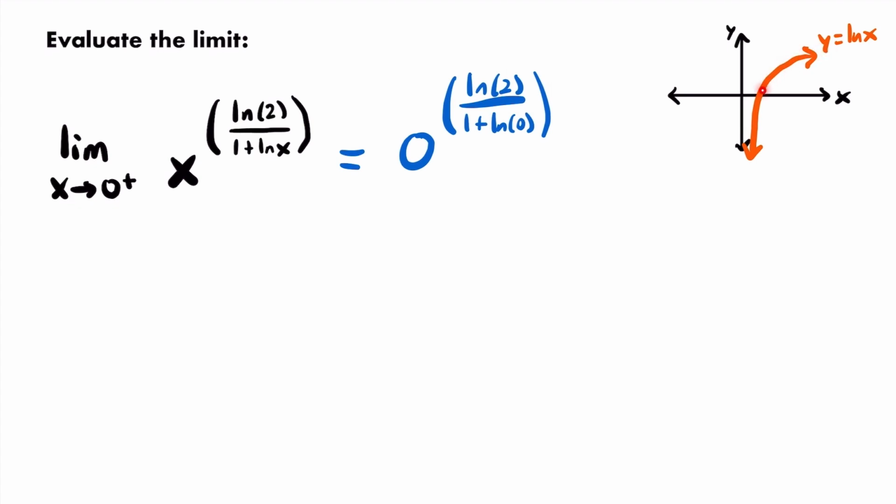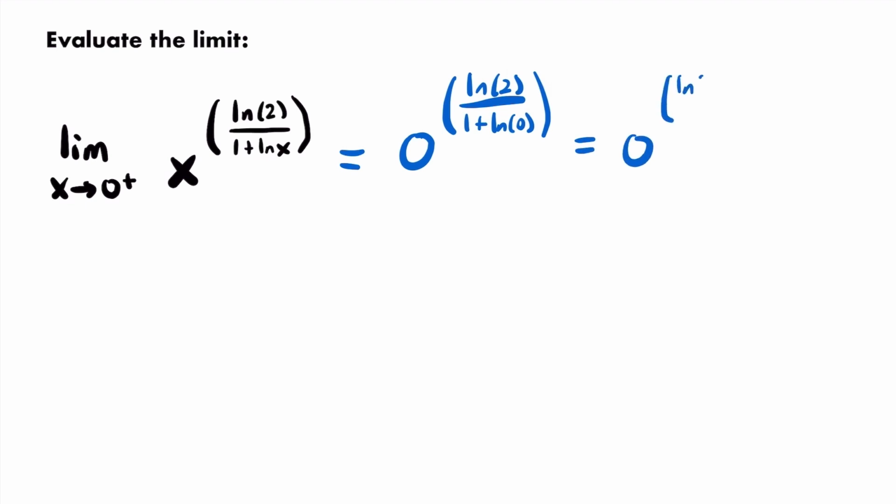As we get closer to 0 from the right side of the function, the y value is getting smaller and smaller. Or another way to view it is that it's getting larger in the negative direction. Okay, so we would say that the natural log of 0 is getting closer and closer to negative infinity. The y value is getting smaller. So in the denominator, we have 1 plus negative infinity, or a value that is decreasing, and adding 1 to a decreasing value is not going to affect that decreasing value. So then what we could say is that this is equal to 0 to the power of the natural log of 2 divided by negative infinity.